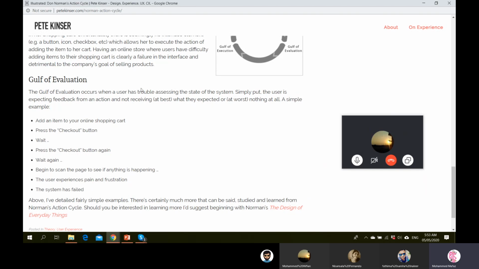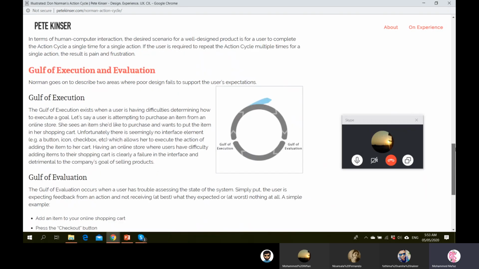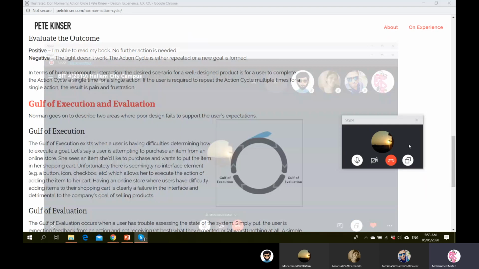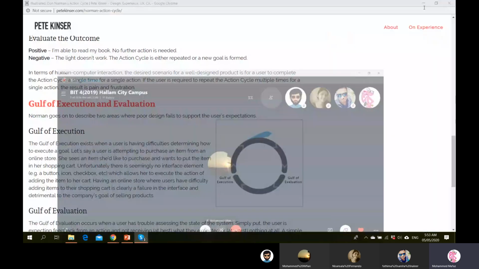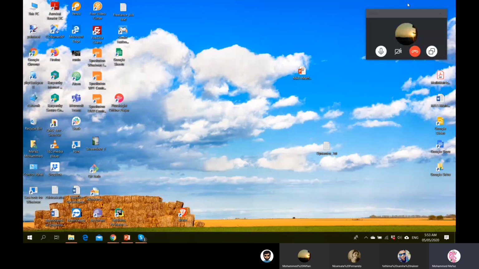So there are many different examples. You can understand how gulf of evaluation happens, and how gulf of execution happens. These are some very important concepts when it comes to software design, user interface design.